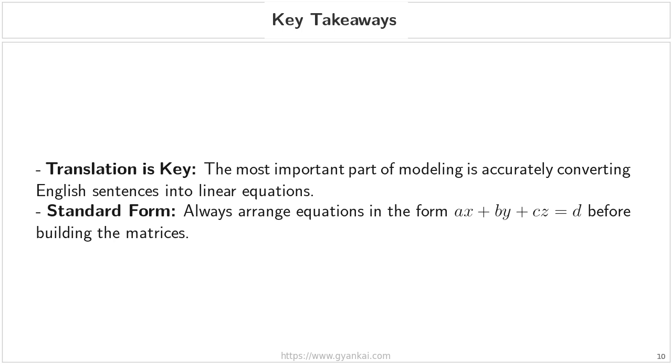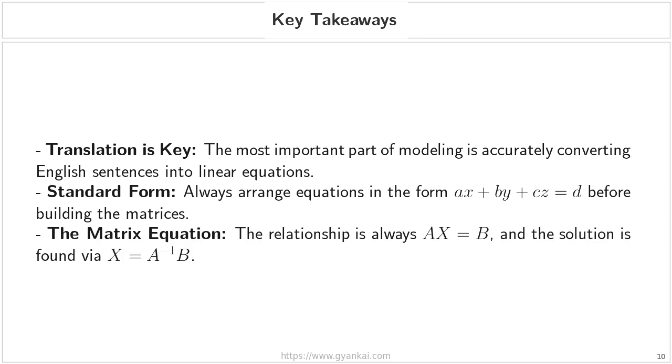Third, keep the matrix equation structure at the front of your mind. The relationship between your coefficients, your unknowns, and your totals is always represented as A times X equals B, and as we practiced in our step-by-step solution, you find the values for your variables by calculating the inverse of A, which we write as A inverse, and then multiplying it by B.